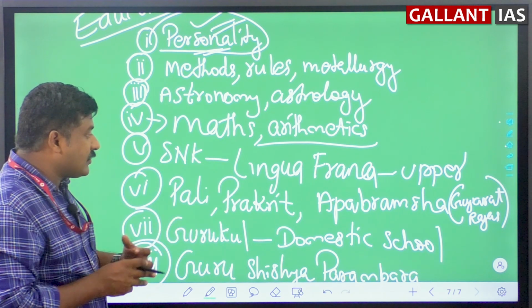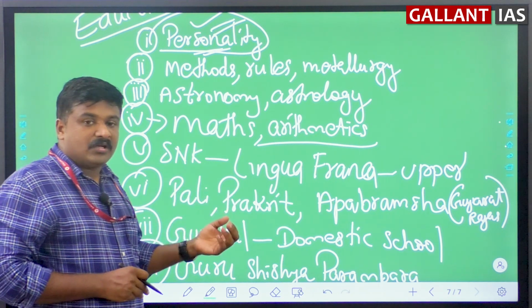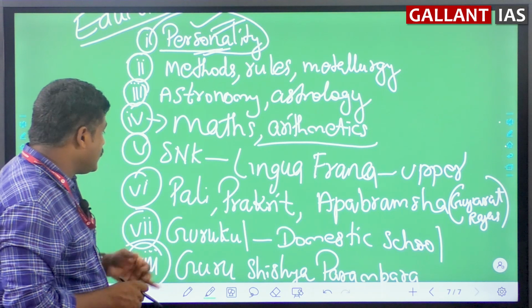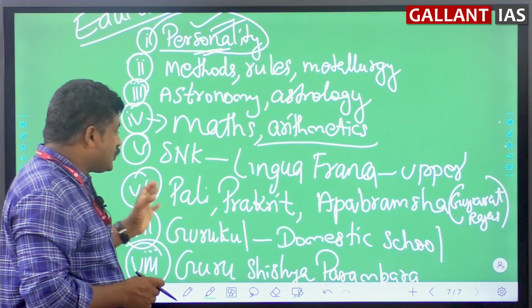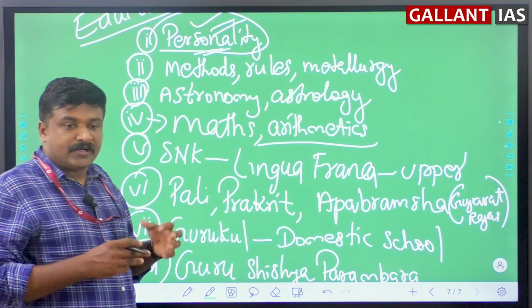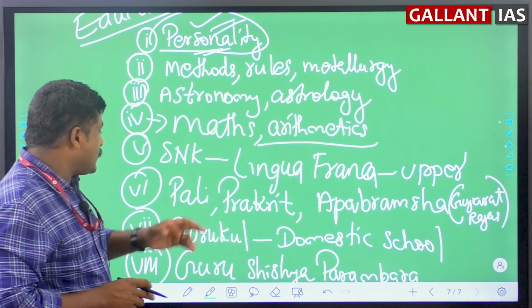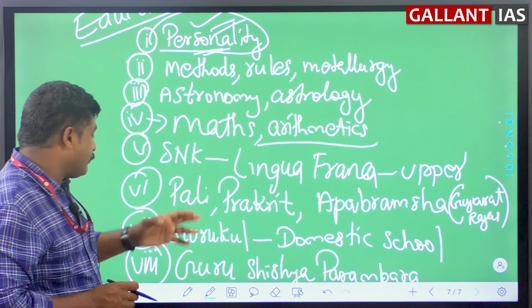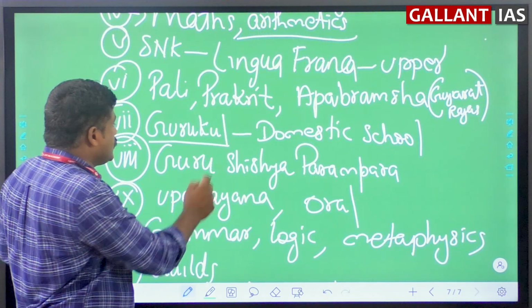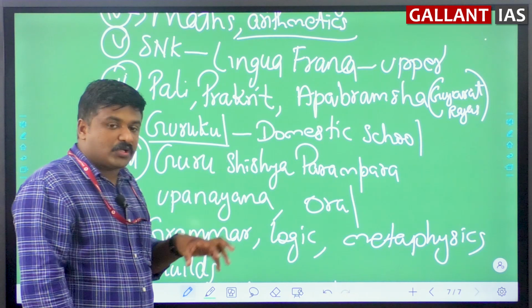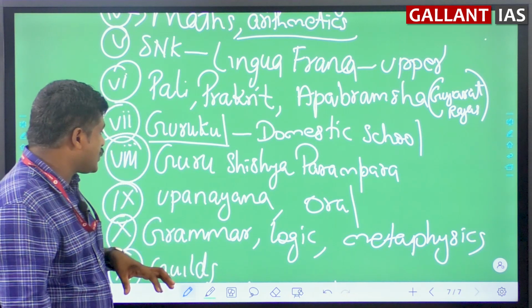Abhabramsha is a certain language used by Jain scholars in Gujarat and Rajasthan. Pali and Prakrit are also some vernacular languages. So many teachings and literature started in this Pali, Prakrit and Abhabramsha. Then the system followed is the Gurukul system of education, which is a domestic school, ashrama style of education.